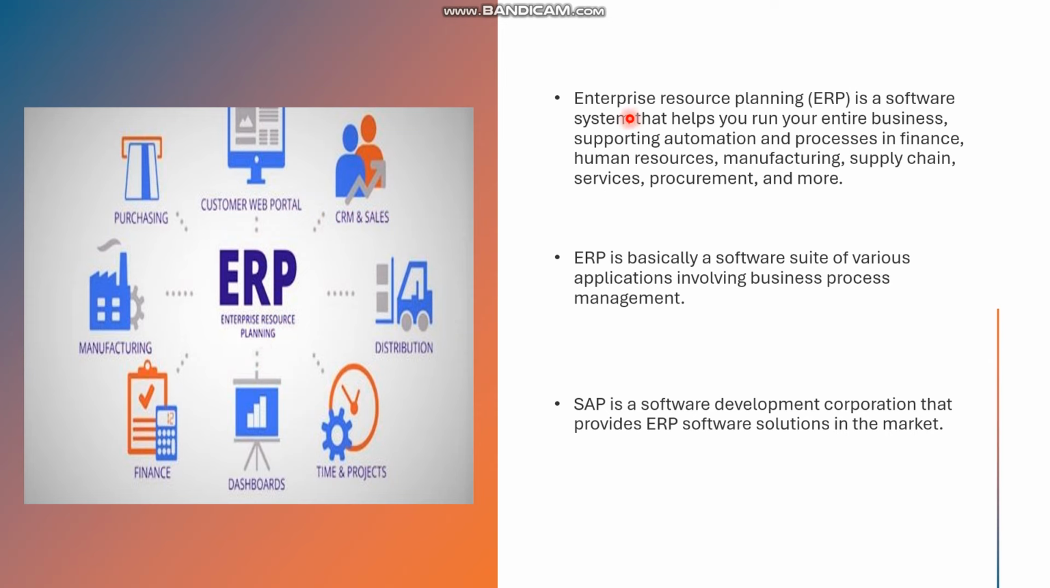So enterprise resource planning is software that helps you to run the entire business, supporting automation and processes in finance, human resources, manufacturing, supply chain, services, procurement, and many more. ERP is basically a software suite of various applications involving business process management. And SAP is a software development corporation that provides ERP software solutions in the market. So in simple terms, ERP is used to manage the data and integrate the data between different departments.